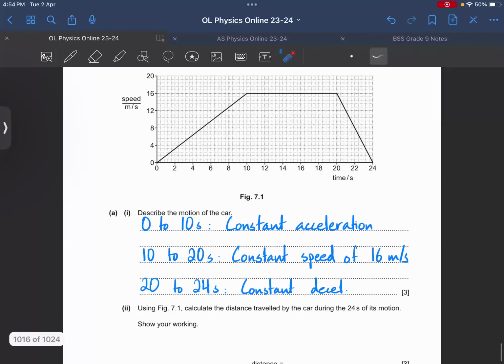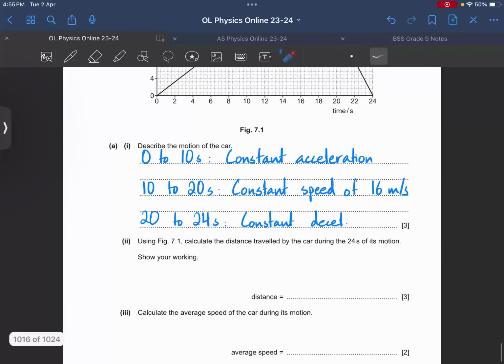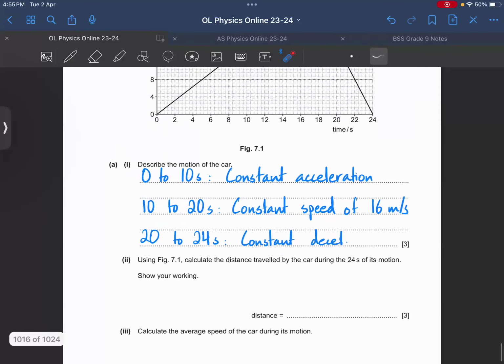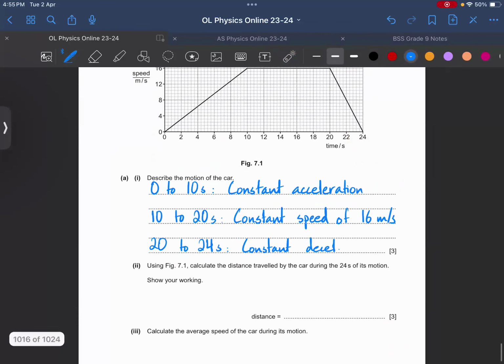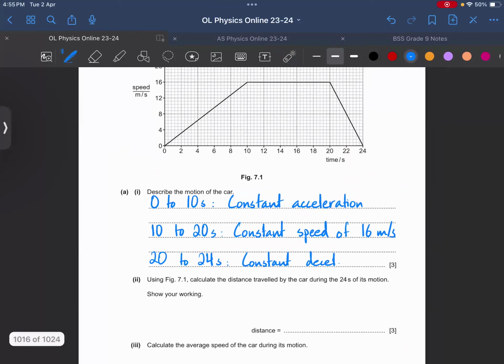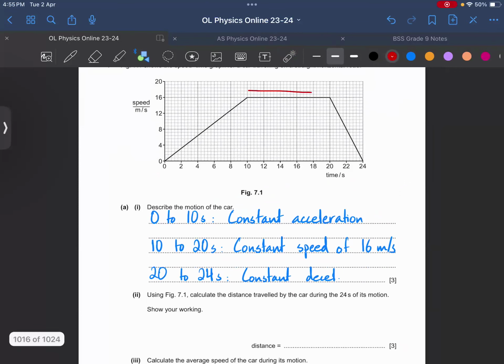ठीक है. Using 7.1, calculate the distance traveled by the car during the 24 seconds of its motion. Show your working. 3 मार्क का सवाल है, डिस्टेंस निकालना है पूरे 24 सेकंड का. Remember not to use speed equals distance over time, distance equals speed times time. That's only there for constant speed. ठीक है. It's up to you. I just like to do it all in one go. I'll just take this as a trapezium. Trapezium का ये वाला dimension is from 10 to 20, so this is 10.